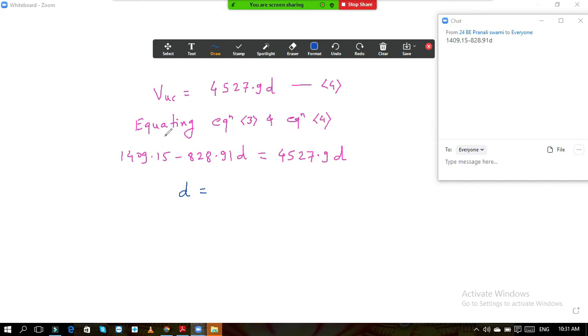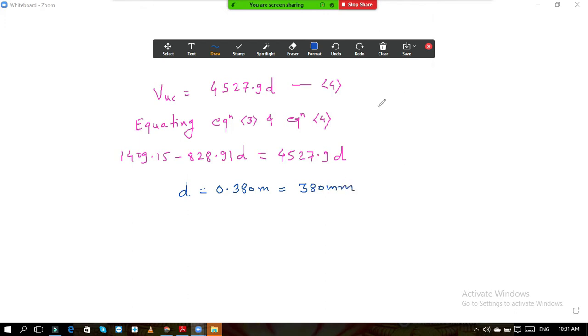So now we will divide it by 1409.15. It works out to be 0.380 meter, which is equal to 380 mm. Please check the calculation. So this is the depth which we got from one-way shear consideration.